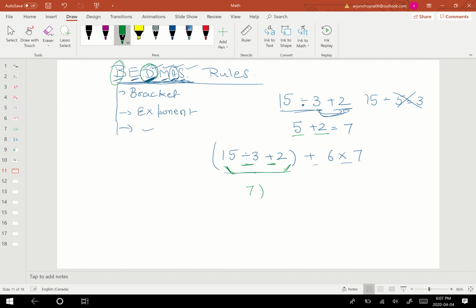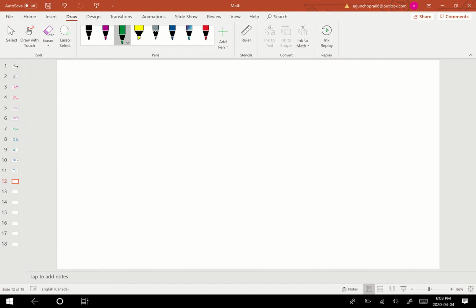So I solved within the bracket, and then plus 6 times 7. Now I can't further solve within the bracket, so I'll drop the bracket. It will be 7 plus 6 times 7. In this, I have to follow the multiplication because it comes ahead of addition. So 6 times 7 is 42, plus 7, the answer will be 49. That's how we apply the BEDMAS rule. Let's look at another question.